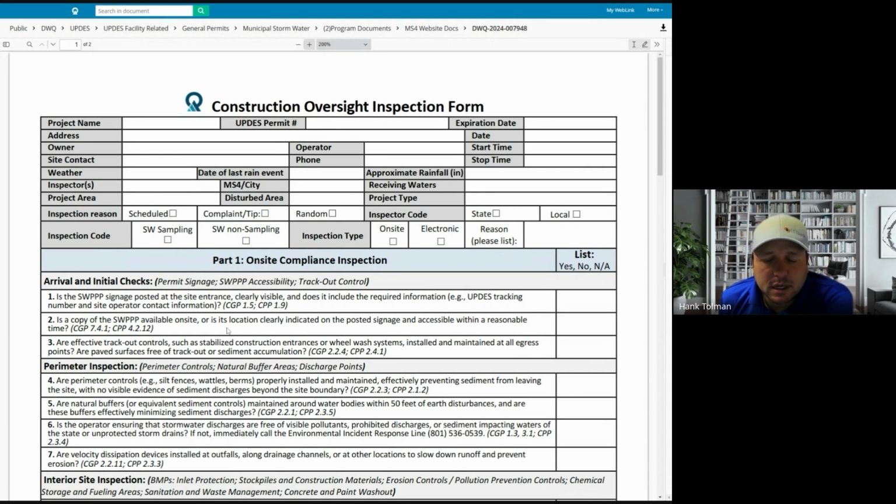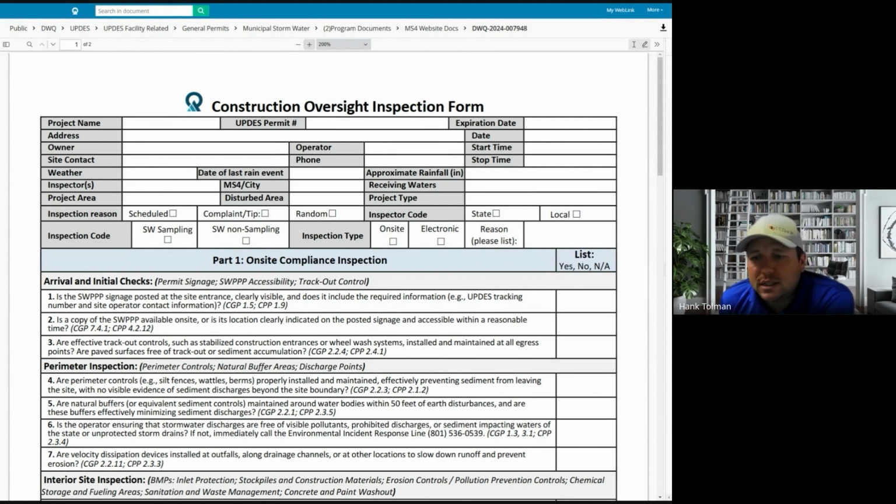And the next one, because we keep all of our SWPPPs online in Compliance Go, the second question is: is a copy of the SWPPP available on site, or is its location clearly indicated on the posted signage and accessible within a reasonable time? So that's why we have to have that QR code on there. Very important, because that is the very first thing that the municipal inspector is going to check when they get out on site. Is the SWPPP sign there? Does it have the right information? Does it have the location of the SWPPP on it?